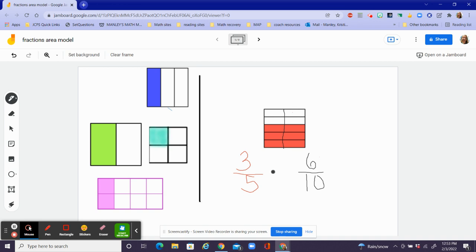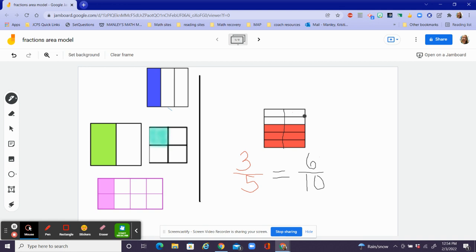So when I look at my square, I can now see that my 3/5 is the same value, the same amount of space as 6/10, because I'm talking about the exact same square and the exact same amount of space. I just partitioned it differently. I went from just 3 rows here to 6 different pieces. Do you see that?